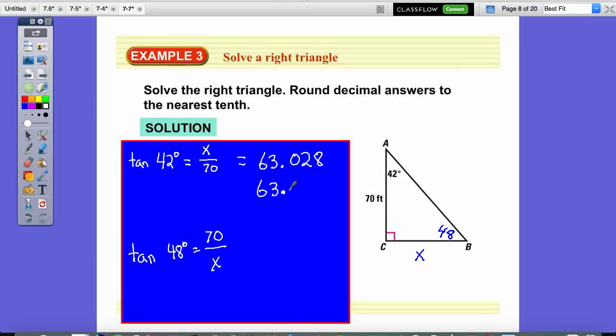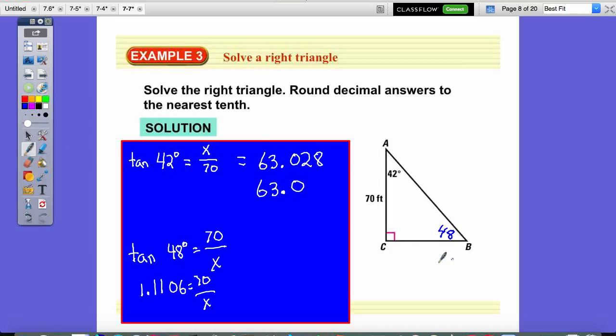That's 63.0. So for the tangent of 48, I'm going to do 48 tangent, which is 1.1106. And as I've spoken about in other videos and classes, you start to realize now that you can just do 70 divided by 1.1106, save myself a few steps, and I get 63.028, so once again, it's 63. So the measure of side X is 63.